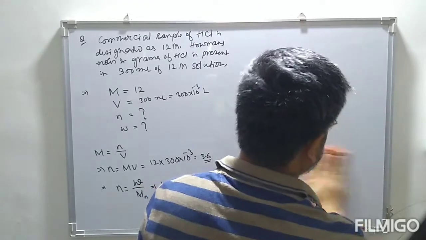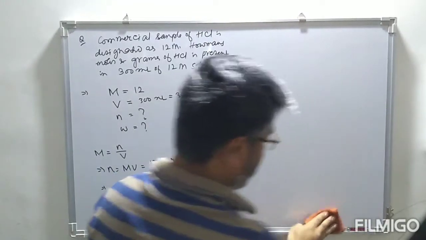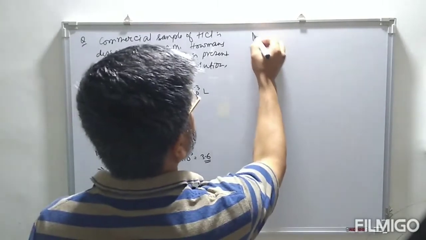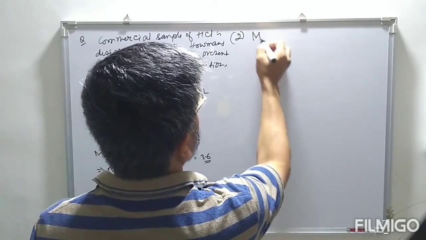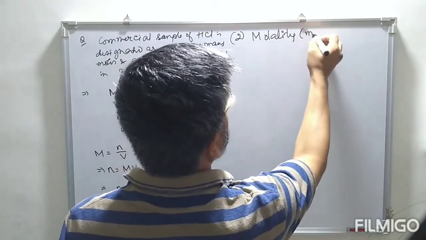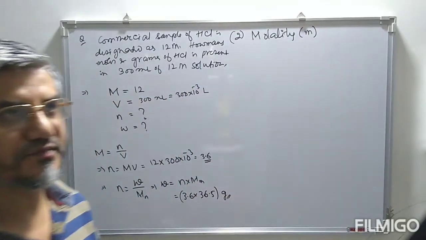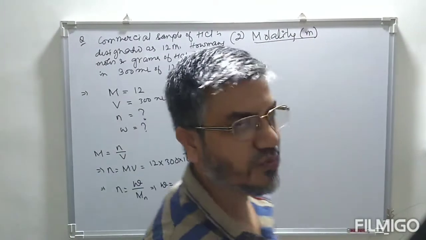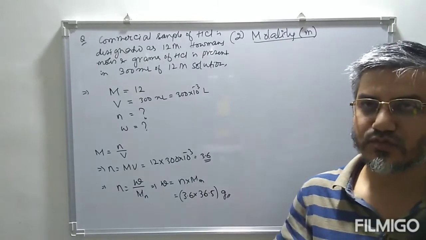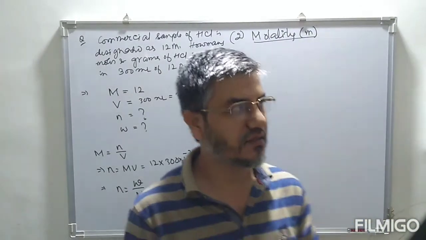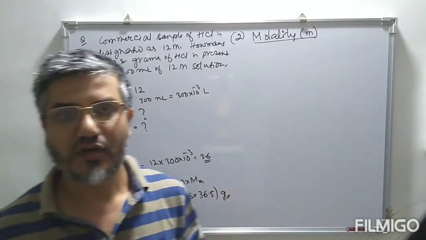Now next method for expression of concentration is molality. The second one is molality, designated by small m. So we have a second concentration term, that is molality. The first one is molarity. This is molality. Now let's define this molality first.